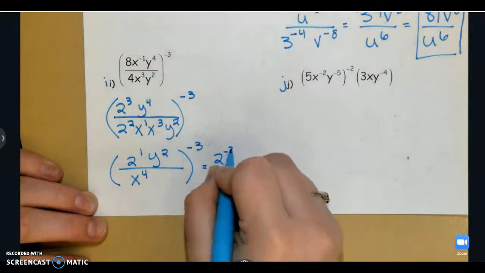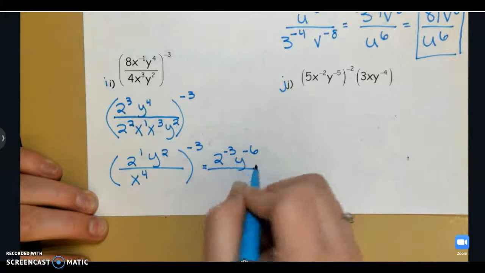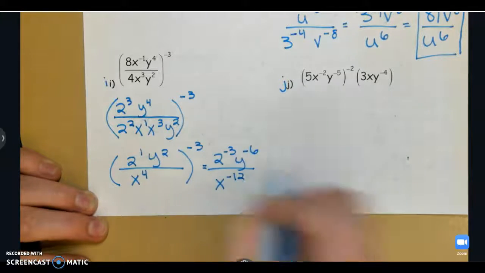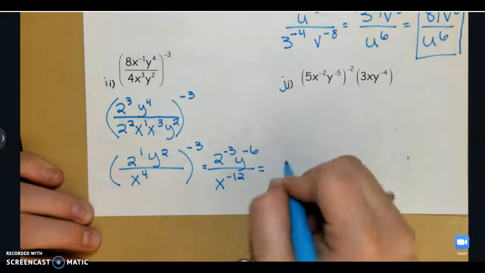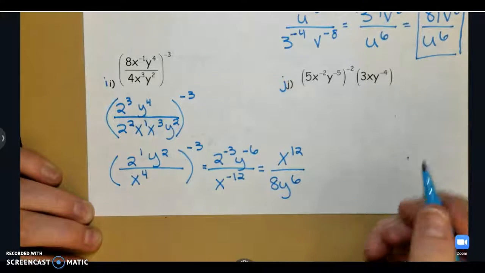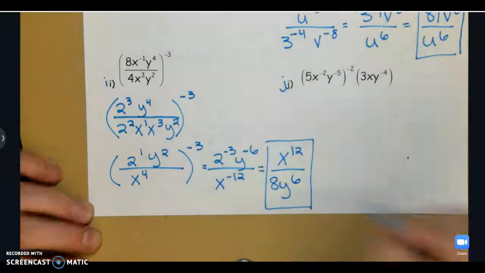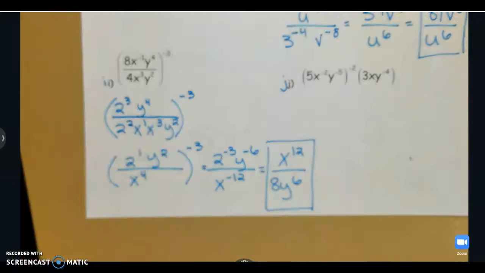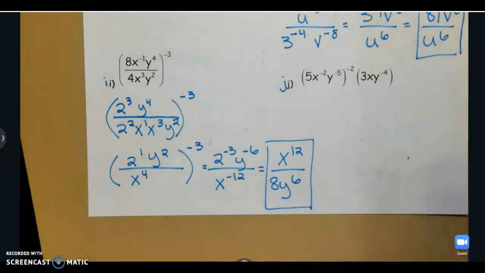So that's going to be 2 to the negative 3, y to the negative 6, over x to the negative 12. And again, we're going to flip-flop everything so that we get positive exponents. And 2 to the 3rd is 8. So there is our final simplified answer with all positive exponents.